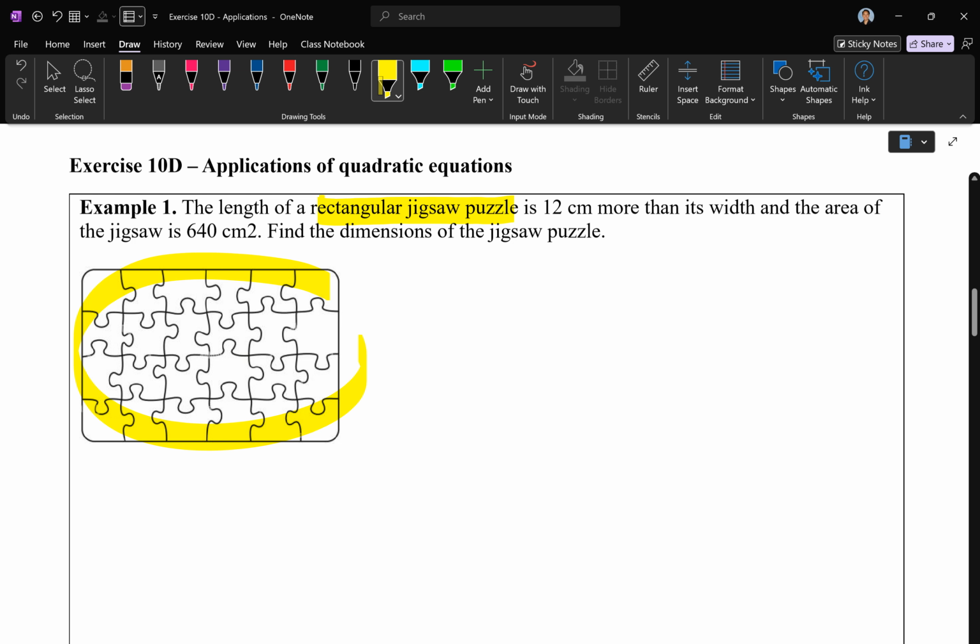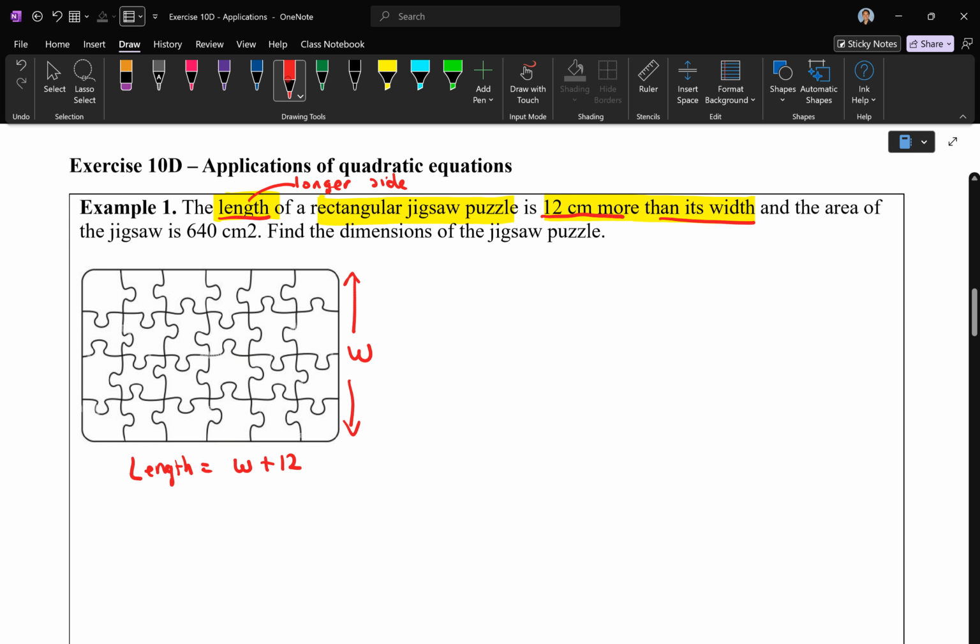So here's my jigsaw puzzle. The length of it is 12 centimeters more than its width. Now, if you didn't know, length is always the longer side of a rectangle. So what they're saying is, whatever the width is, this is the width, the shorter side of the rectangle, the length is 12 centimeters more than its width. So whatever the width is, the length will equal whatever the width is plus an extra 12, because it's 12 centimeters more than the width, right?